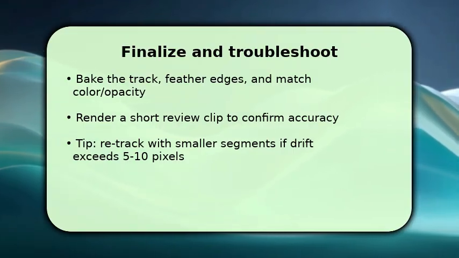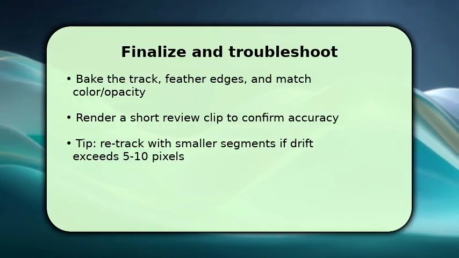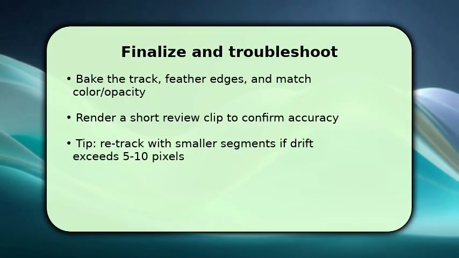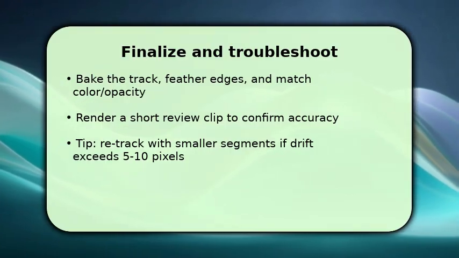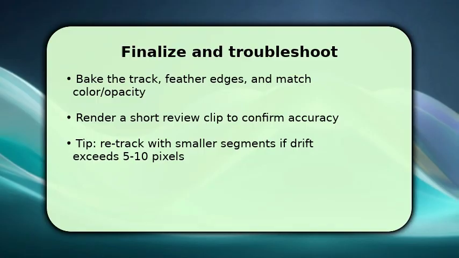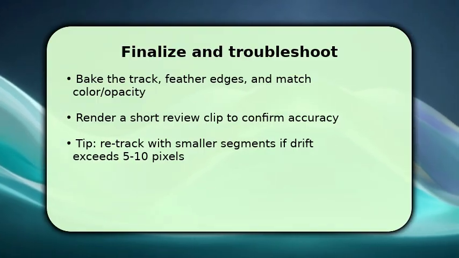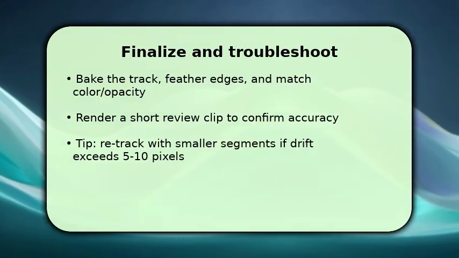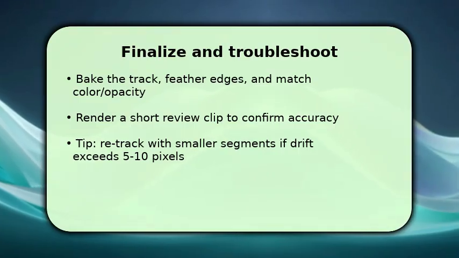If you see drift, split the clip into smaller segments and retrack each segment because shorter intervals reduce accumulated error. Alternatively, add manual keyframes where the tracker failed. If performance stalls, use proxies and reapply the baked tracking data.